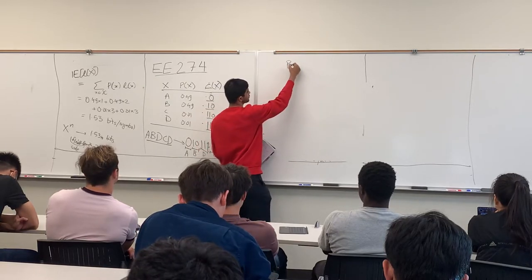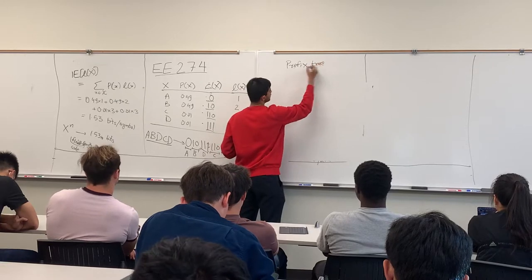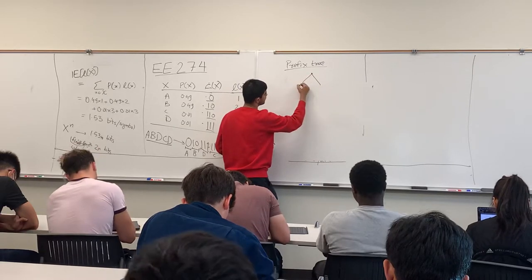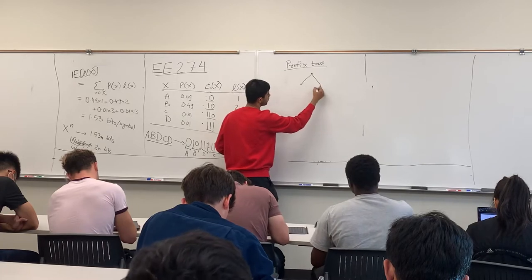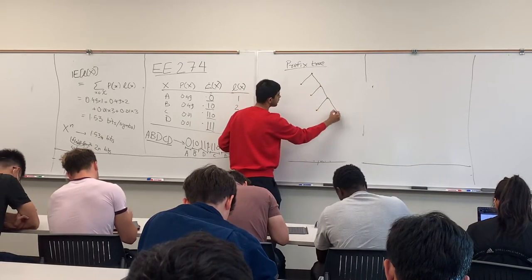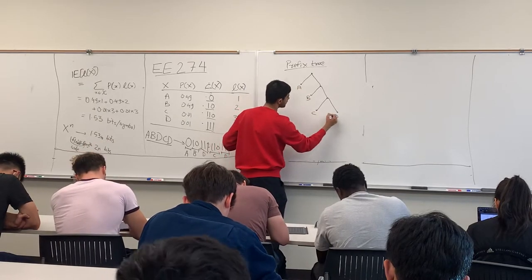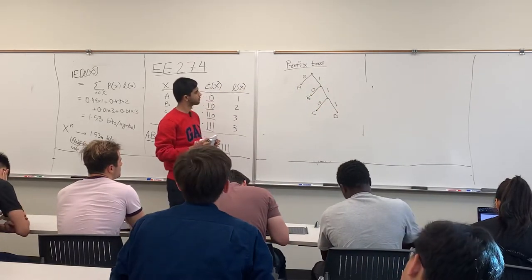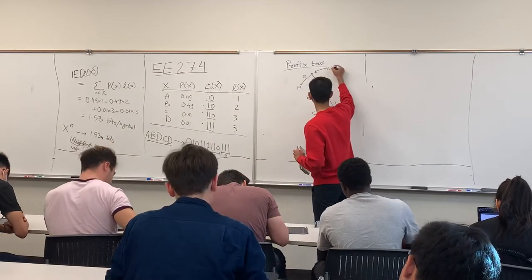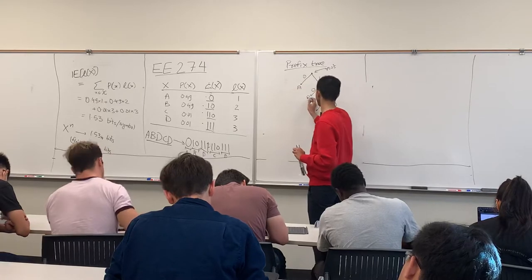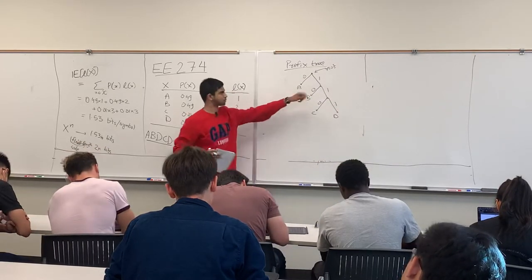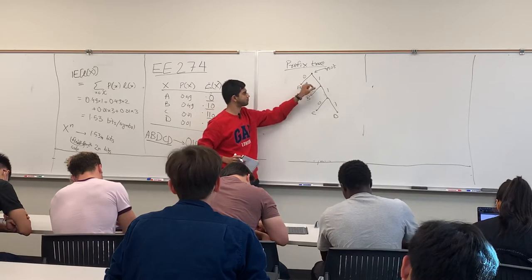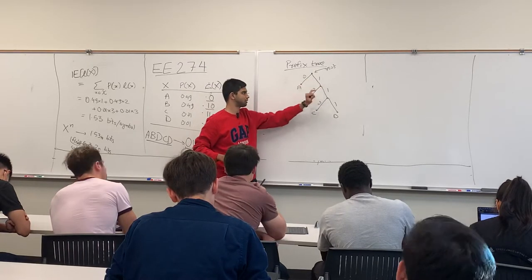Let's look at another representation of prefix codes, which will come up again and again. It's a tree. So we have the root of the tree, like usual. And we have the leaves of the tree, A, B, C, D. And it's a binary tree. So every node is either a leaf or it has two children. The left one we label 0, the right one we label 1.